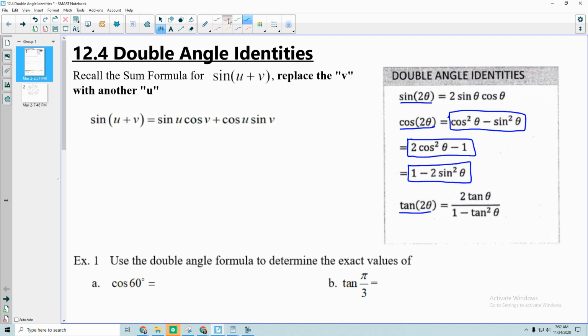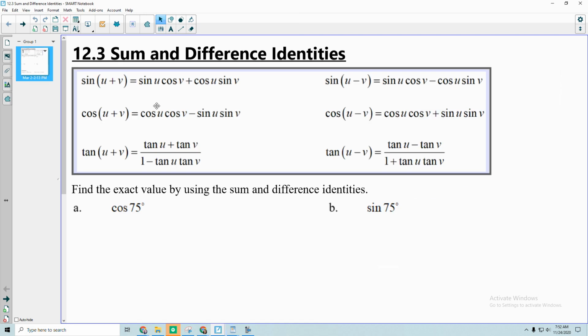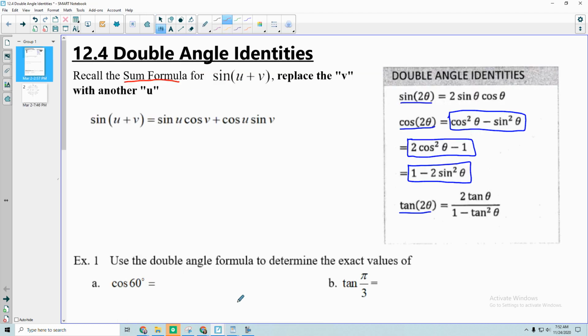Okay. So very quickly, I want to show you how we can actually come up with these identities from the sum and difference formulas that we learned about yesterday. Okay, so if you recall, we learned about the sum and difference identities. If we start with these and we manipulate them a little bit, we can actually derive our double angle identities from them.